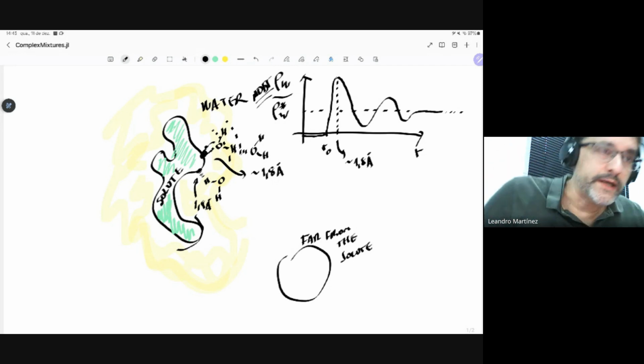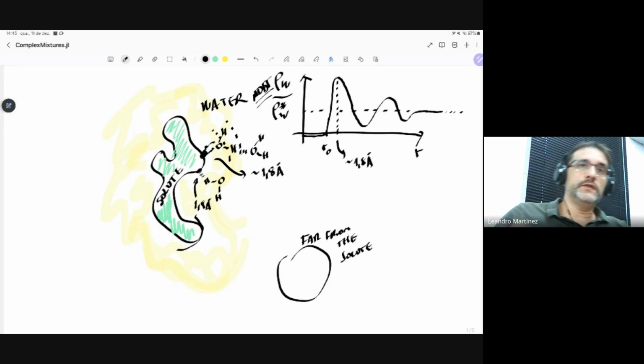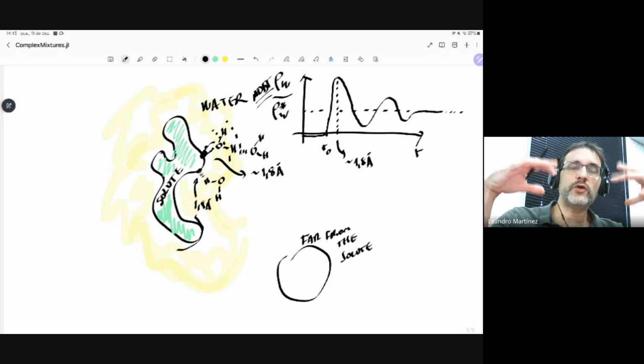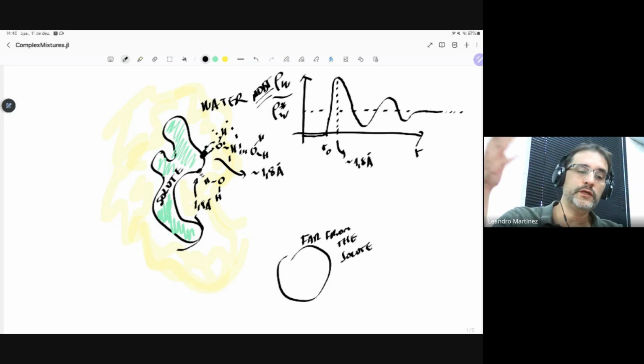So the whole package is built around this idea of computing minimum distance distributions, trying to understand the structure of the solution by the distributions of the minimum distance between the atoms of the solutes and the solvents.